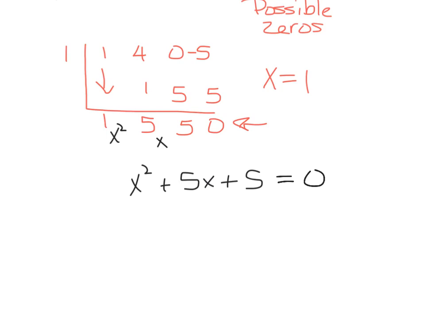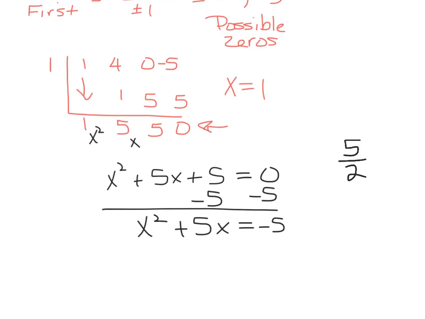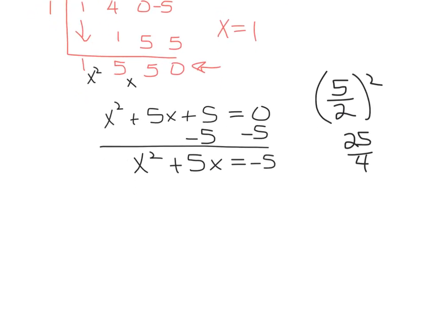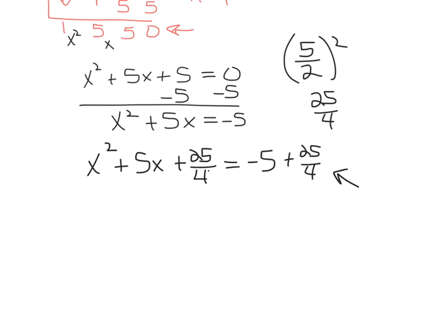Okay, completing the square should be fresh in your mind from that quiz. So I'm going to move the constant. I'm going to half my b term and square it. So I get 25 over 4. So x squared plus 5x plus 25 over 4. Add it to both sides. I need to find a common denominator here. So I'm going to change my 5 into negative 20 over 4. When I add them, I get 5 over 4.